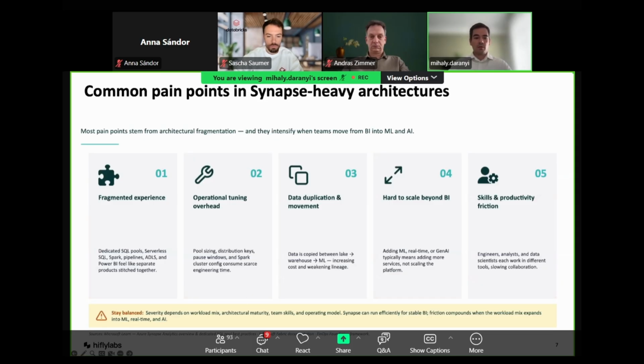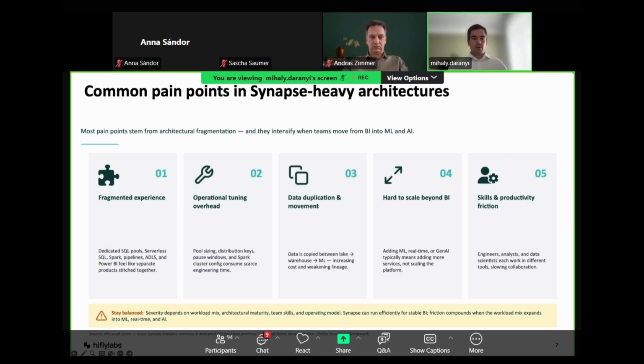So we collected the most relevant pain points from our market experience. We believe that most pain points come from architectural fragmentation, and they intensify when teams move from traditional BI into machine learning and AI. There are 5 recurring patterns on the market. The first is the fragmented experience. There are dedicated SQL pools, serverless SQL, Spark, pipelines, and Power BI. It just feels like separate products stitched together rather than a single platform. And it could be really annoying for the average users of these platforms.